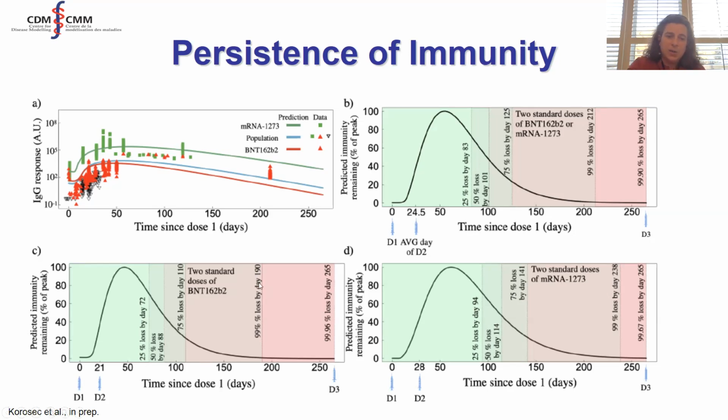from peak value. And so by day 190, we have 99% loss of our antibodies. For Moderna on its own, by day 238, we have 99% loss. And so while we were doing this work, we were considering, well, when would a booster dose be needed in a population? And this is irrespective of age. And so we considered that by day 200, probably a 3rd dose of vaccine could be suggested for the population.